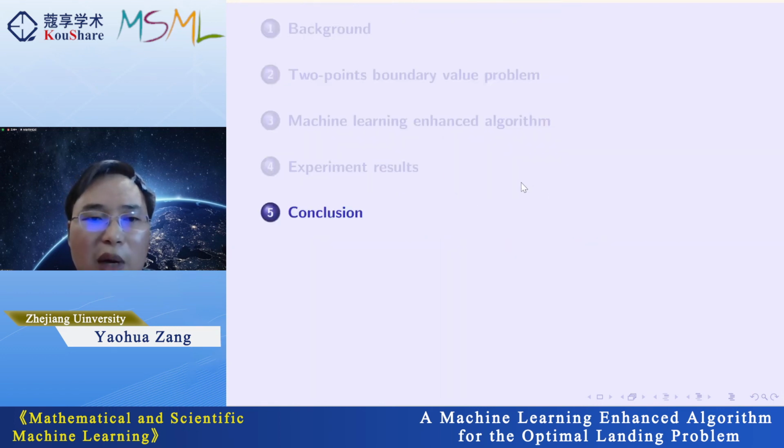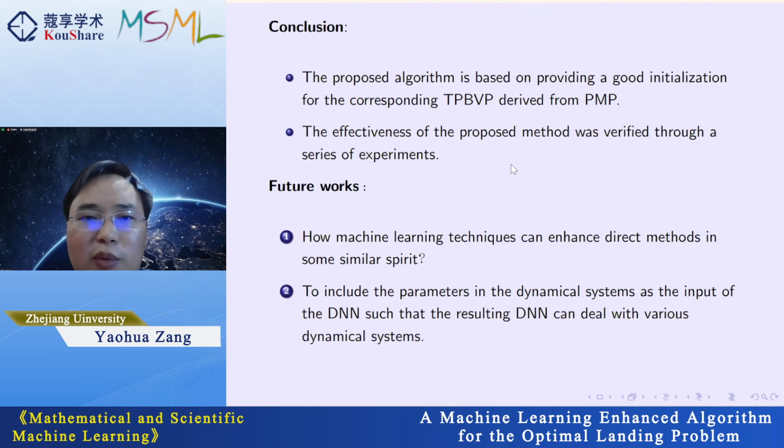So in the final part, I'm going to conclude the talk today. In this talk, we proposed a machine learning enhanced algorithm for solving the optimal landing problem. First, the proposed algorithm is based on providing a good initialization for the corresponding two-point boundary value problems derived from the Pontryagin minimum principle. And second, the effectiveness of the proposed method was verified through a series of experiments.